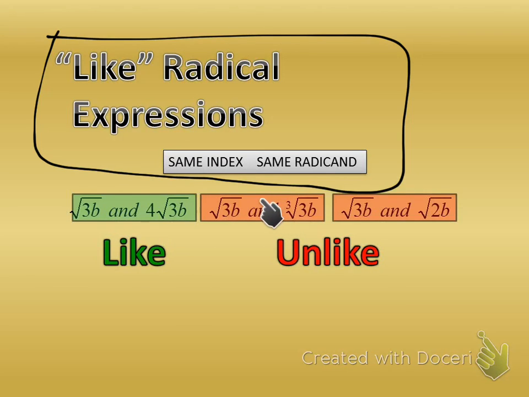This box here is unlike because even though it has the same radicand, you have different indexes. This one's got 2, this one's got 3. These are unlike because even though they have the same index, they have different radicands, 3b and 2b. Okay? So you need to have same index, which you always will, same radicand, which you may not. So you got to be careful there.